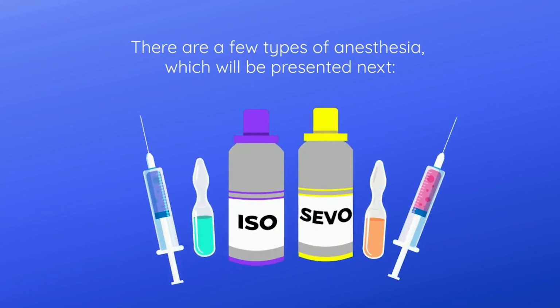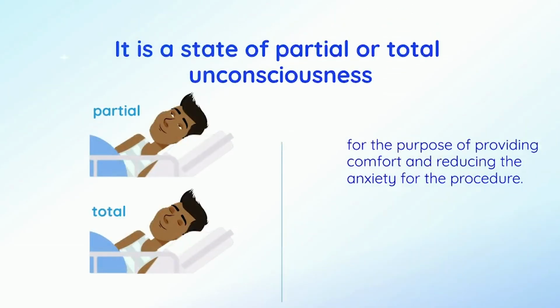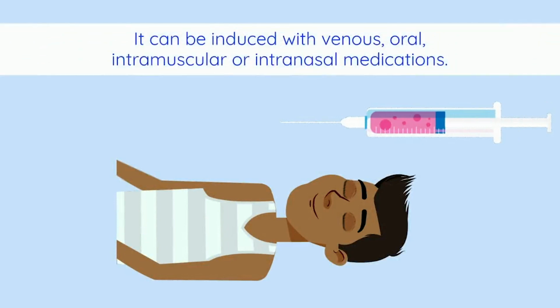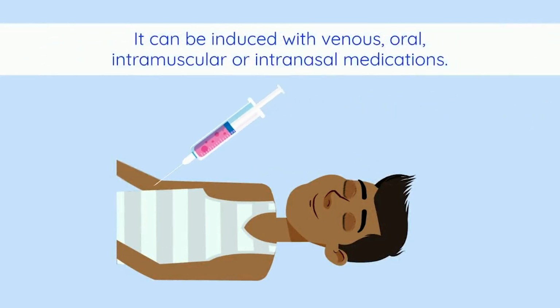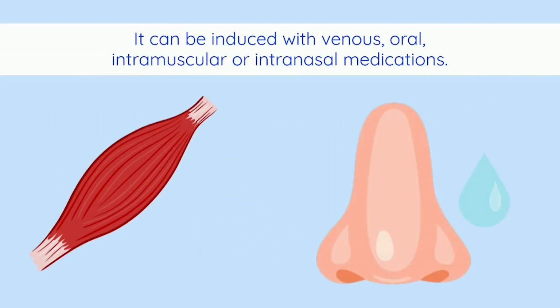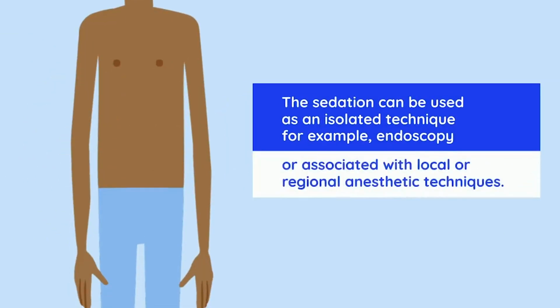There are a few types of anesthesia, which will be presented next. Sedation. It is a state of partial or total unconsciousness for the purpose of providing comfort and reducing anxiety for the procedure. It can be induced with venous, oral, intramuscular, or intranasal medications. The sedation can be used as an isolated technique, for example, endoscopy, or associated with local or regional anesthetic techniques.